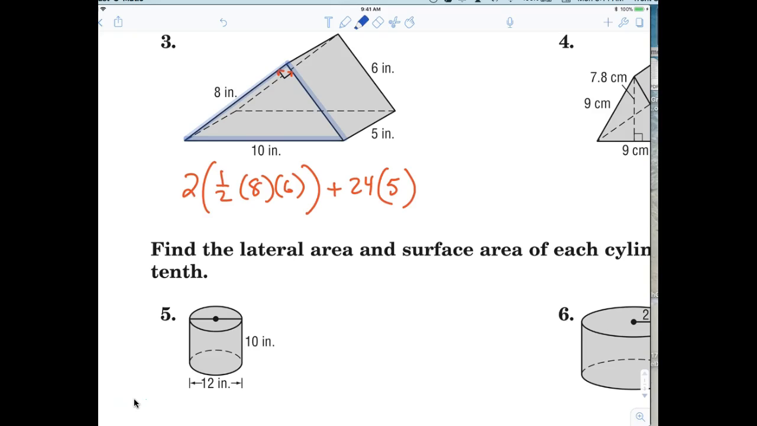All right? So what is the perimeter of the base? 10 plus 8 plus 6. I was just hoping you could add that quickly. Take your calculator out and add that for me.